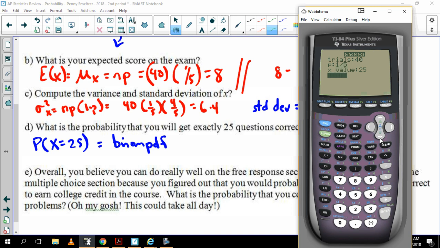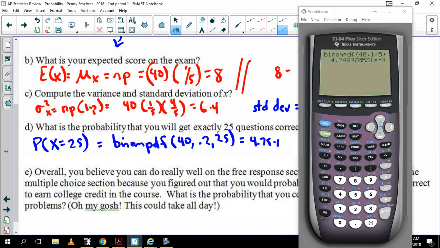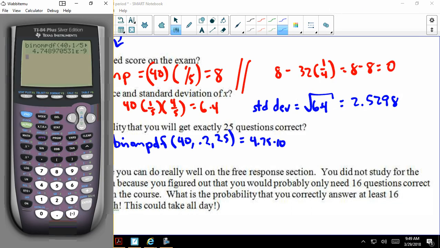If I was writing this down like I'm using a TI-83, it would be binompdf(n, p, x). That's what it says right there. Enter. Really small, 4.75 times 10 to the negative ninth. Really a small chance that you get exactly 25 questions right.